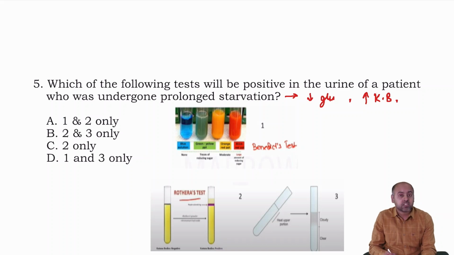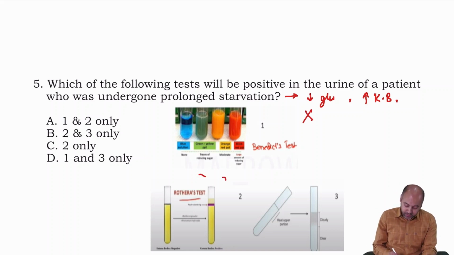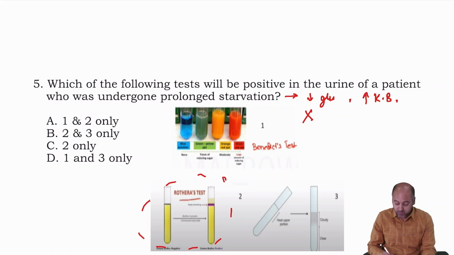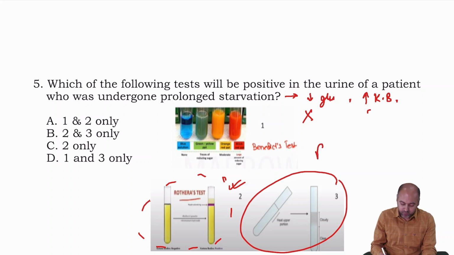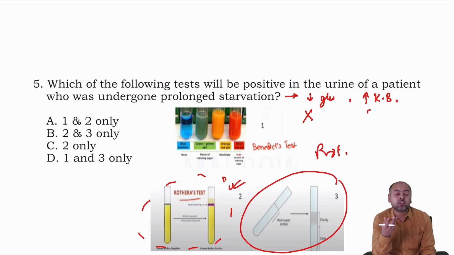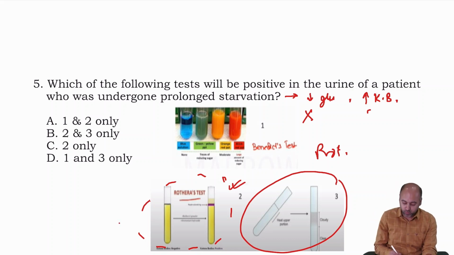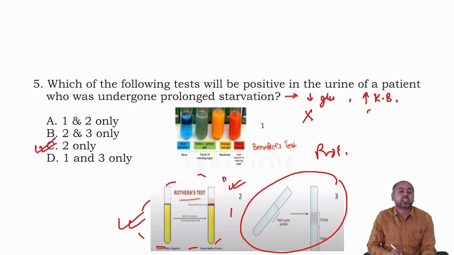The first test is obviously the Benedict test, which is for reducing substances. Glucose is not there, so it will be negative. The second test is the Rothera's test. It is for the ketone bodies, so this one should be positive. The third test is for the proteins. This will also not be positive until there is some inflammation or some chronic kidney disease. You don't expect protein to come out in the urine, so in this patient, the protein will not be there. Only the Rothera's test will be positive, that is for ketoacidosis.